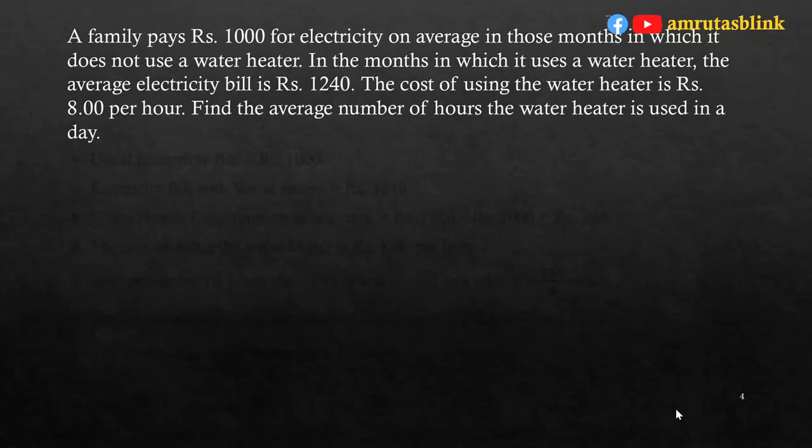Moving to next problem. A family pays rupees 1,000 for electricity on average in those months in which it does not use a water heater. In the months in which it uses a water heater, the average electricity bill is rupees 1,240. The cost of using the water heater is rupees 8 per hour. Find the average number of hours the water heater is used in a day.